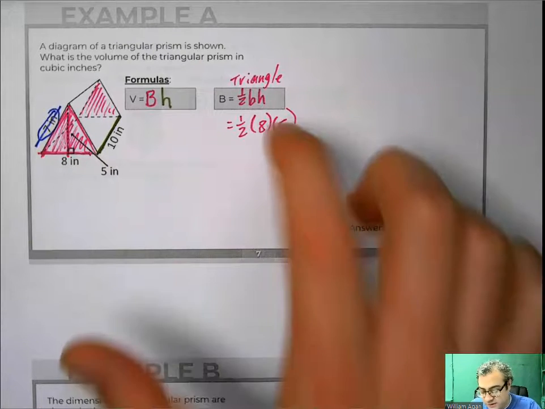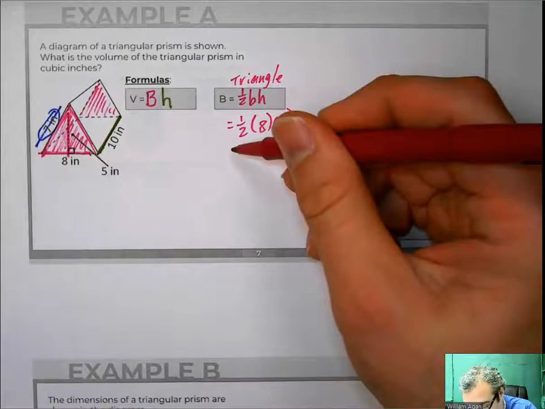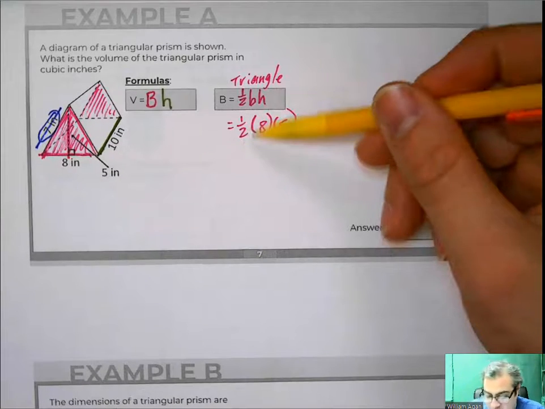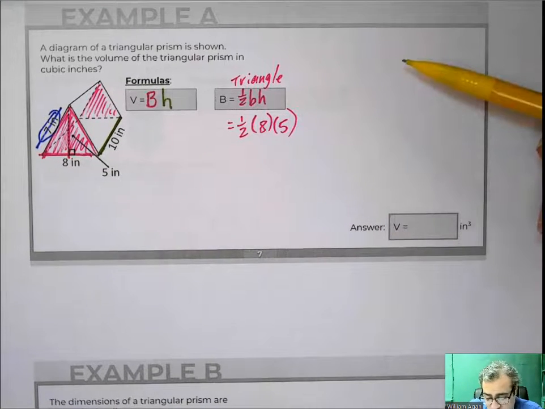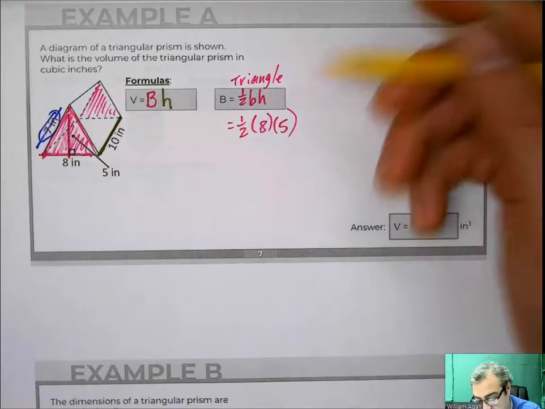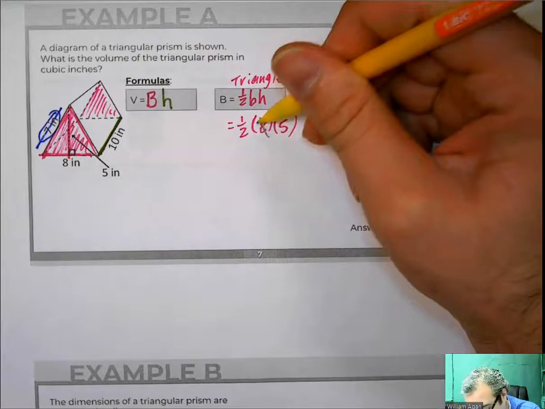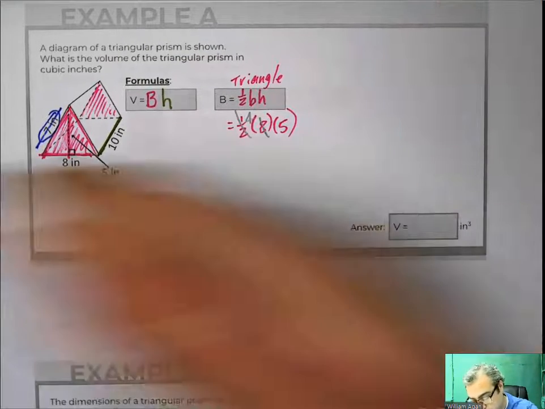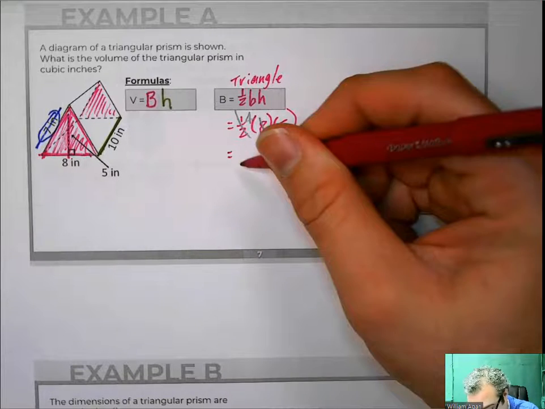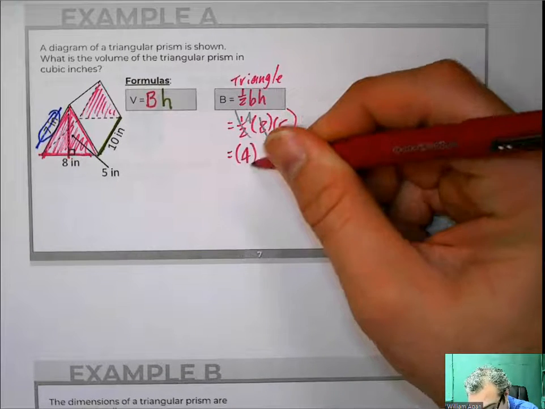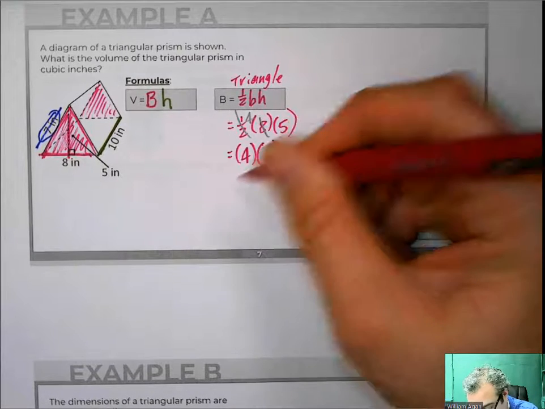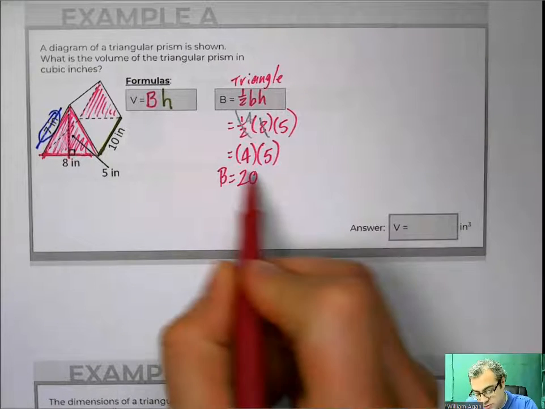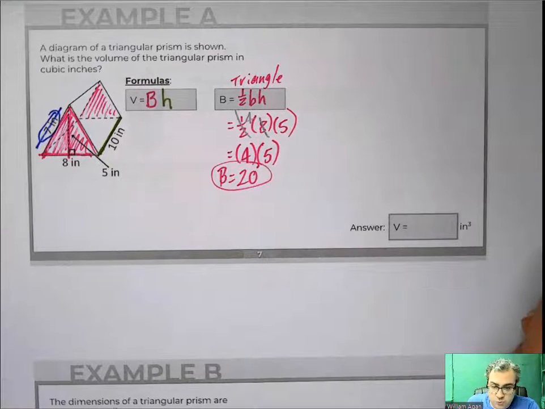Okay, so now I need to finish finding the area of the base. I like to get rid of that fraction. It's 1/2. If there's an even number, I can just cut it in half, and yes, half of 8 is 4. And now that fraction's gone, and I'm left with something nice and easy. It's just 4 times 5, which is 20. So this big B equals 20.